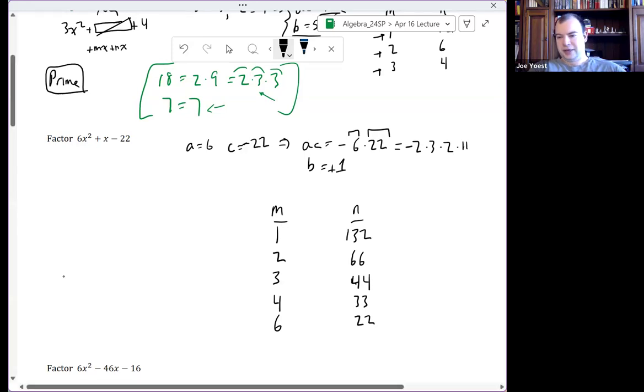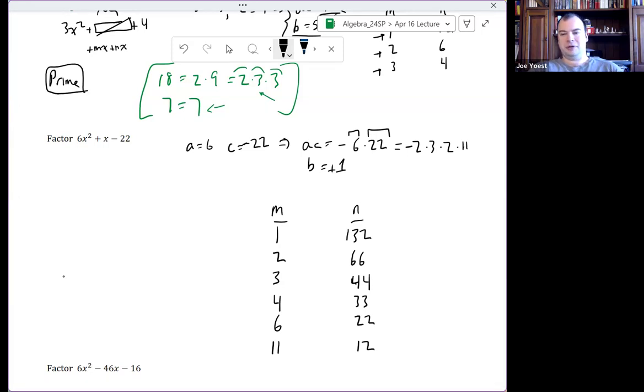11, okay, I have 11 times 2 times 2 is 4, times 3 is 12. And then, of course, if I go up to 12, I get 12 times 11. I've repeated. So I actually have quite a few ways of making a product that multiplies to A times C.